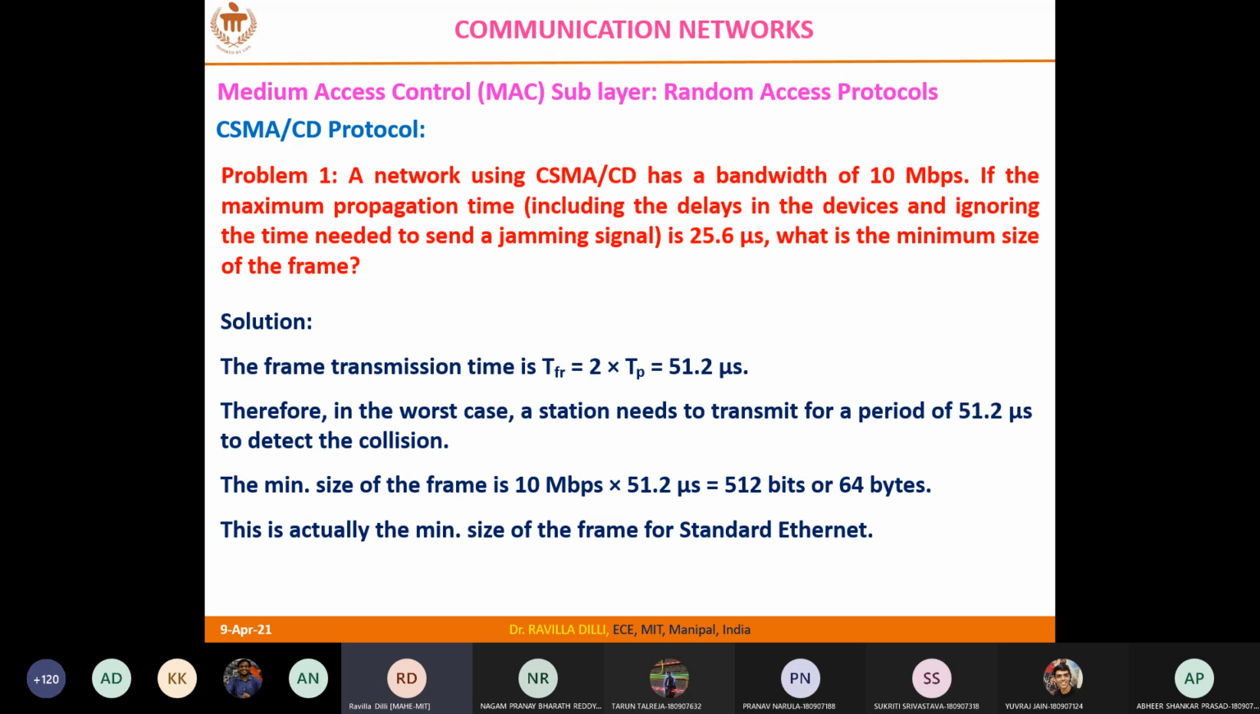So CSMA-CD is nothing but standard Ethernet. As I told you, 10 Mbps, if you remember when we were discussing the physical layer, we discussed the Ethernets, the classification. So a standard Ethernet has a bandwidth of 10 Mbps. With 10 Mbps, the minimum frame size you need to maintain is 512 bits in order to detect the collisions. Any doubt in this?